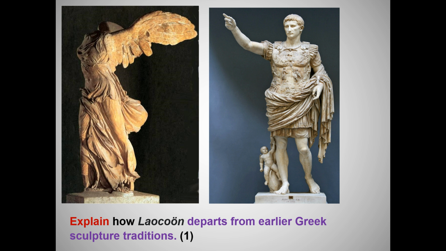The Winged Nike of Samothrace, like the Laocoön, is a Hellenistic work, and in fact it has a similar dramatic effect and uses many of the same techniques. Augustus of Prima Porta is clearly modeled on classical Greek sculpture, not Hellenistic Greek sculpture, but it's a Roman work, right? Always read the question very carefully.